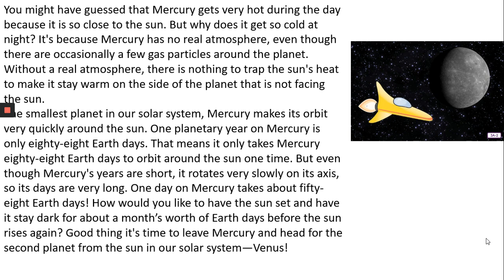How would you like to have the sun set and have it stay dark for about a month's worth of Earth days before the sun rises again? Good thing it's time to leave Mercury and head for the second planet from the sun in our solar system, Venus.